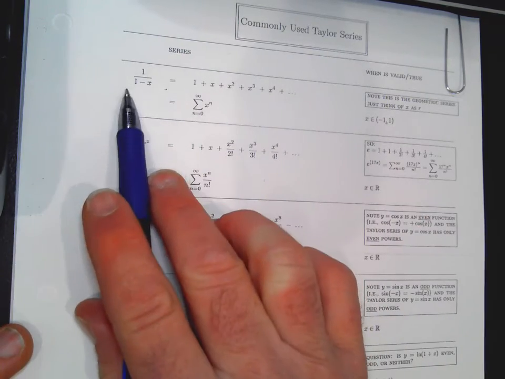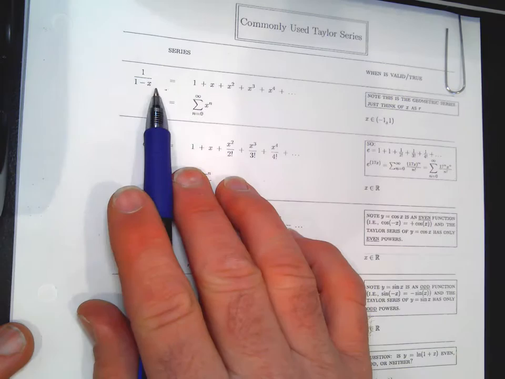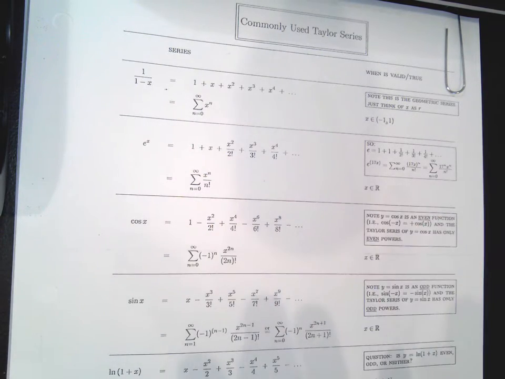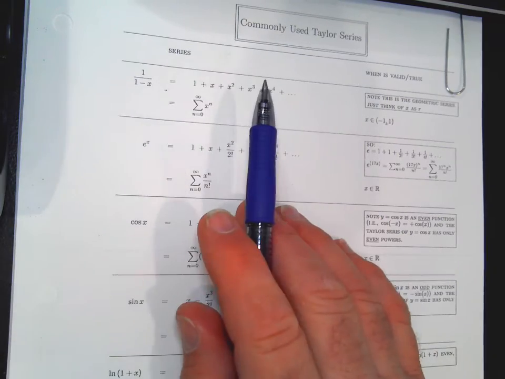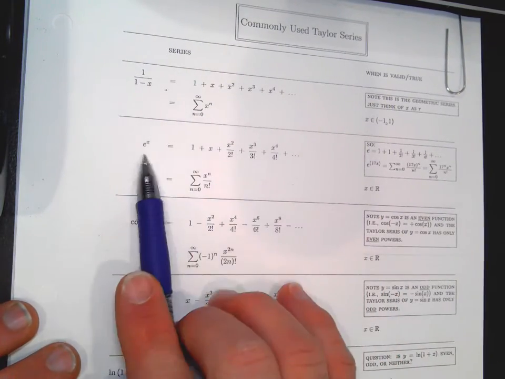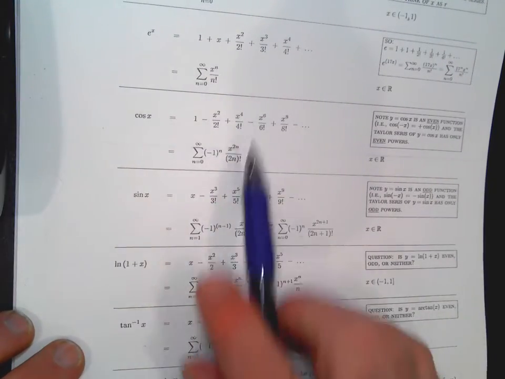So 1 over 1 minus x, that's the most basic power series. That's when we started with a equals 1 and r equals x. That's the simplest, most straightforward power series. We'll encounter other versions of that sometimes. e to the x, very famous, has a very clear pattern. Cosine x and sine x come from e to the x.